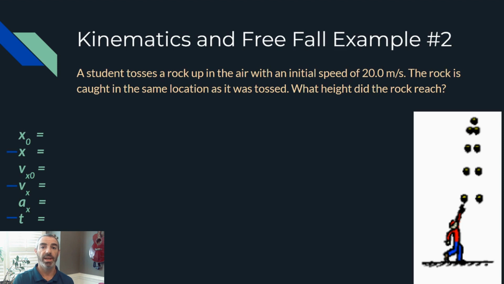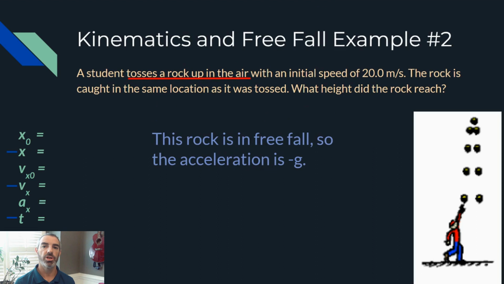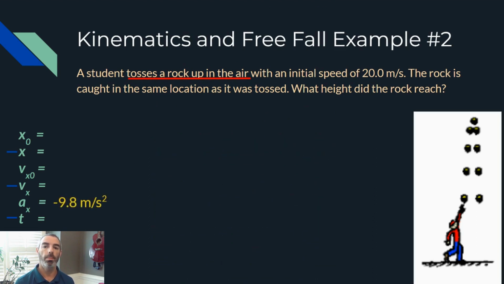So we know that it's a kinematic problem, so we're going to list our 6 variables. The acceleration due to gravity is negative g. Again, we assume up is positive. Tossing the ball in the air means that it has a negative acceleration. 20 meters per second, that's our initial velocity upward, so positive 20. So acceleration and velocity have opposite signs.